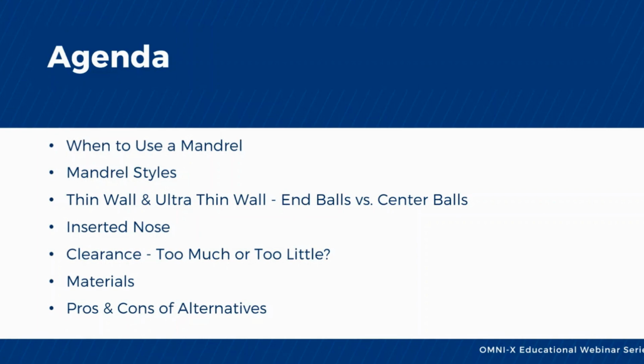Today's agenda will cover 7 primary points, starting with when to use a mandrel, mandrel styles, thin wall and ultra thin wall ball configurations, inserted nose mandrel benefits, determining clearance, choosing compatible materials, and lastly, reviewing the pros and cons of alternatives. I will now turn the mic over to our first presenter, Jack Downer.